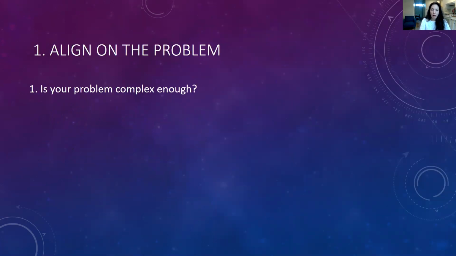So the first topic that we'll cover is aligning on the problem. So let's start with that topic. The first thing you really want to ask yourself is, should I even use machine learning? And the answer is not necessarily yes. So here are a few questions that you can start asking yourself to evaluate if machine learning is the right choice for your product at this time.